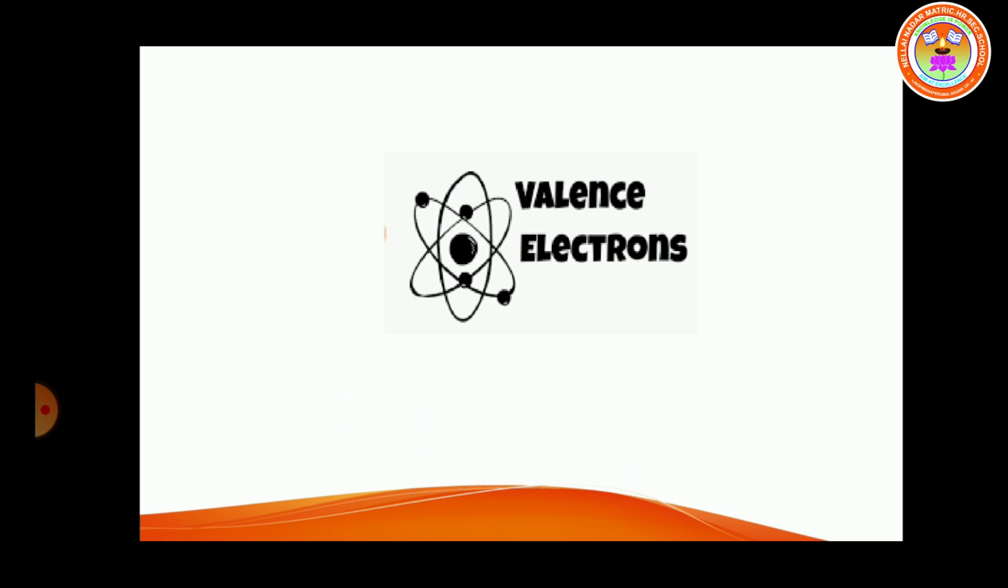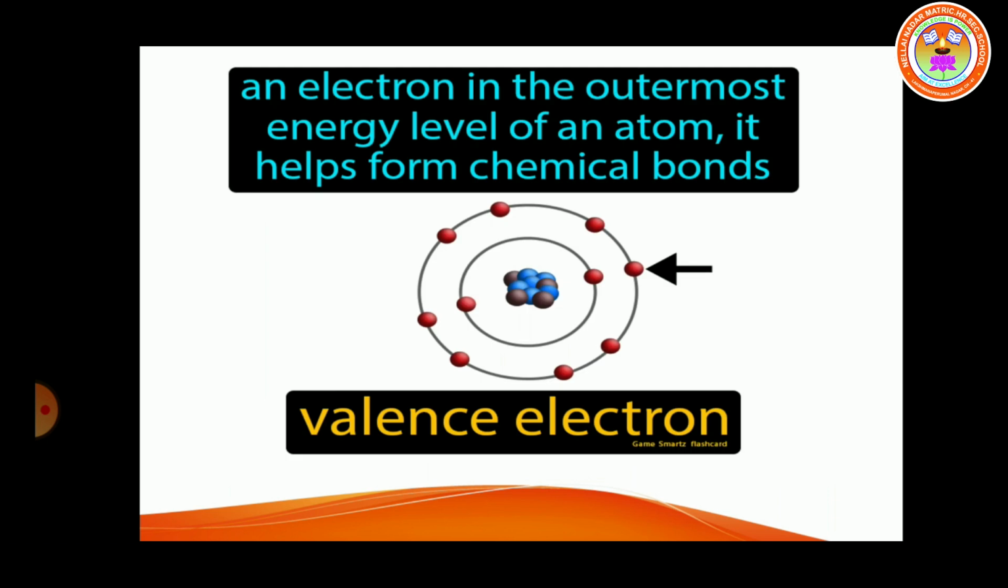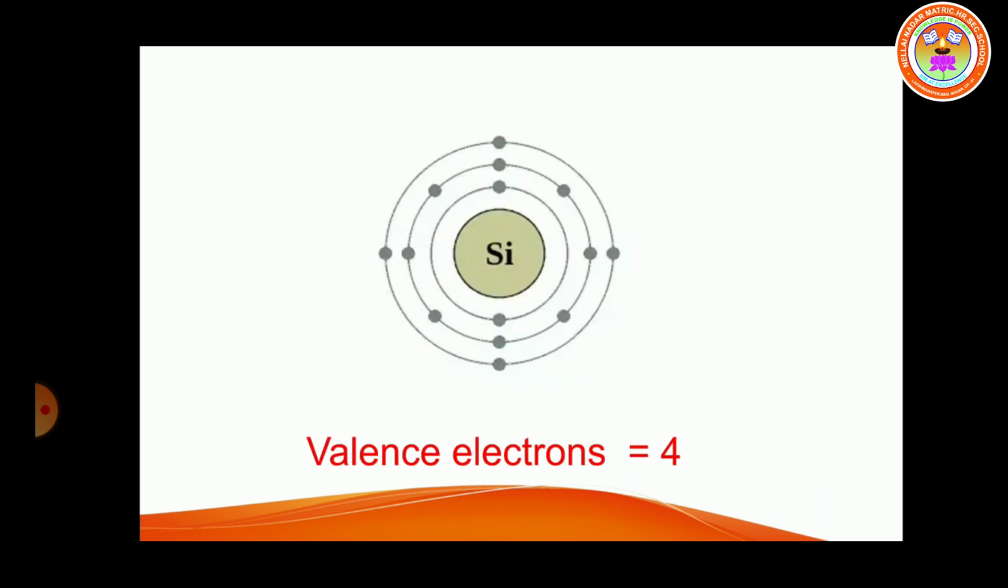So next we learn about valence electrons. What is a valence electron? The number of electrons present in the outermost orbit or energy level is called valence electrons. That means in the last orbit, how many electrons are present? You count, that is the valence electron.